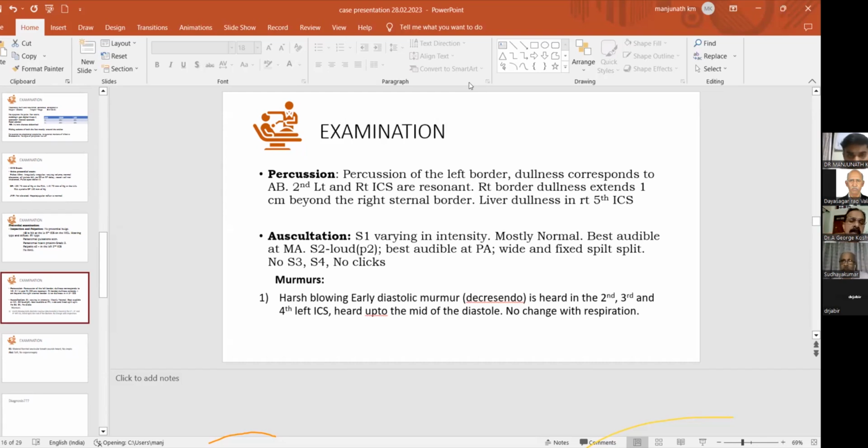Do you ever get a mid-diastolic murmur in the tricuspid area in a patient who is cyanotic? No, sir. Okay, what I meant was, what murmur you get in the tricuspid area in a patient like this?